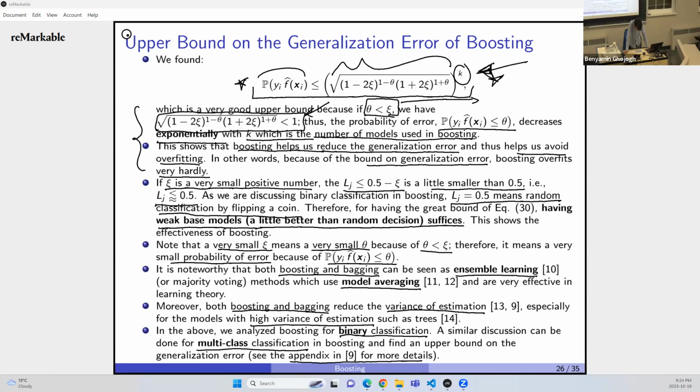I need to think. Okay. Yes. When zeta is a small number.